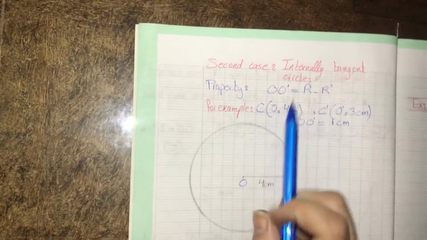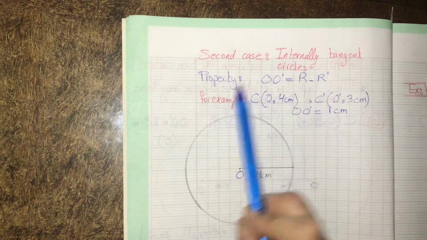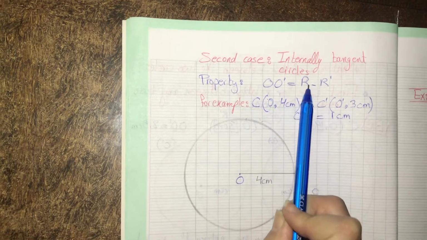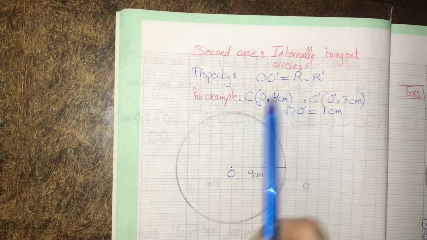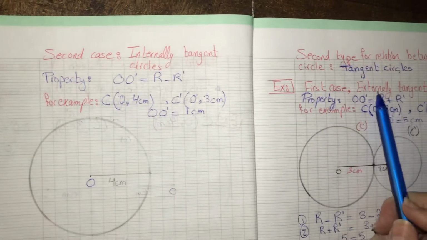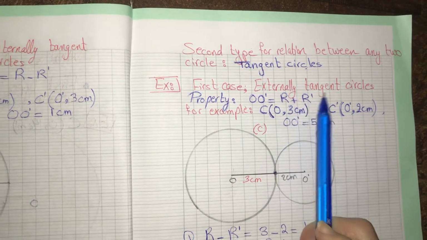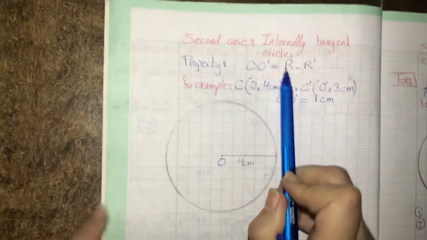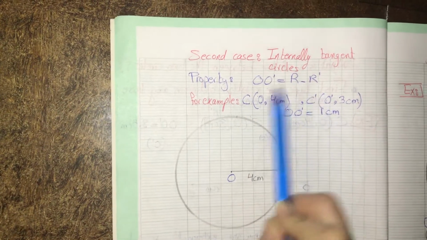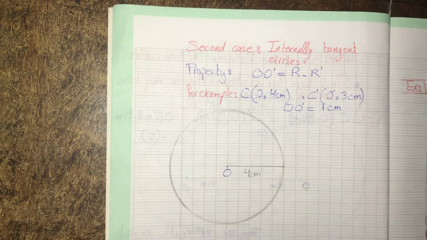Okay, so let's talk about the second case, which is internally tangent circles. The property for this case is OO prime equals R minus R prime. As you see, in the externally case it is R plus R prime, but here you have R minus R prime.